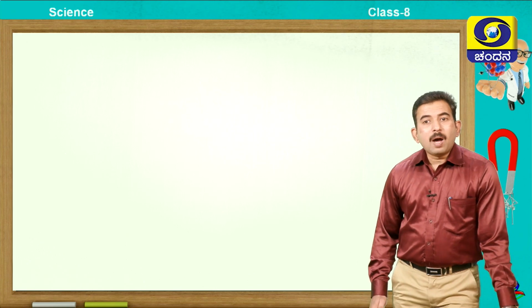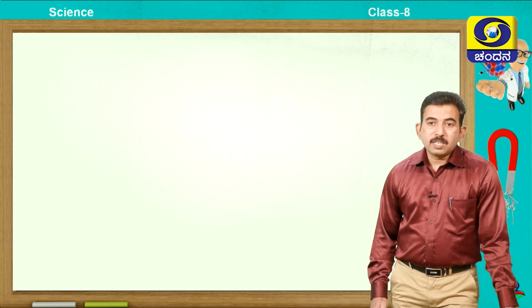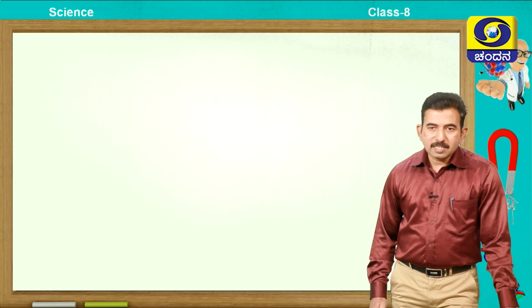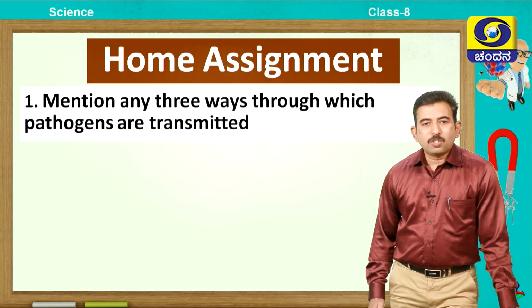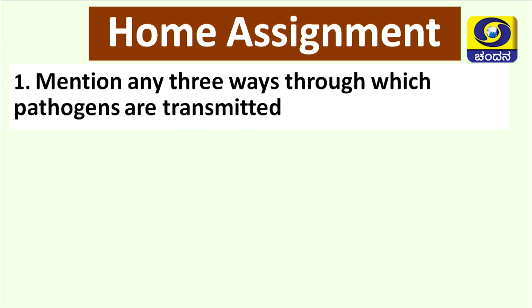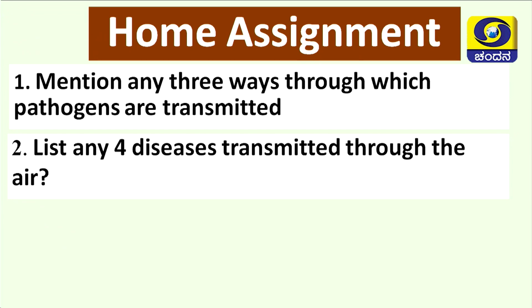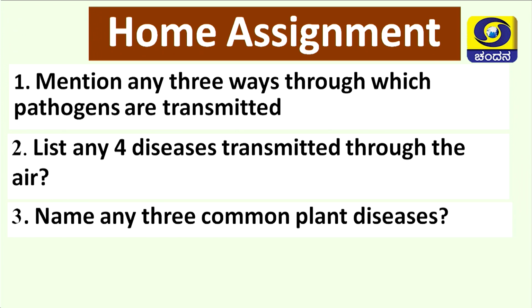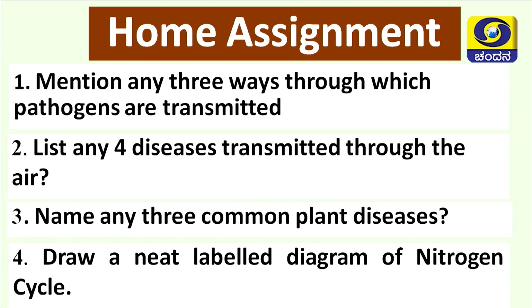Students, now I am going to give you a few questions for home assignment. Please write down these questions and answer them. Okay. First question, mention any 3 ways through which pathogens are transmitted. Second question, list any 4 diseases transmitted through the air. Third question, name any 3 common plant diseases. Fourth question, draw a neat labelled diagram of the nitrogen cycle.